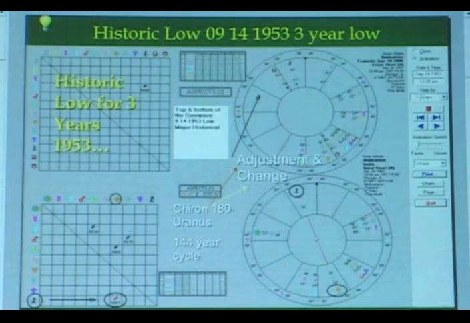So here again we see the power of a cycle that very few people have ever studied or know about in any way, shape, or form. This again was the 9/14/1953 low. The upper zodiac is Geo, the lower zodiac is Helio.